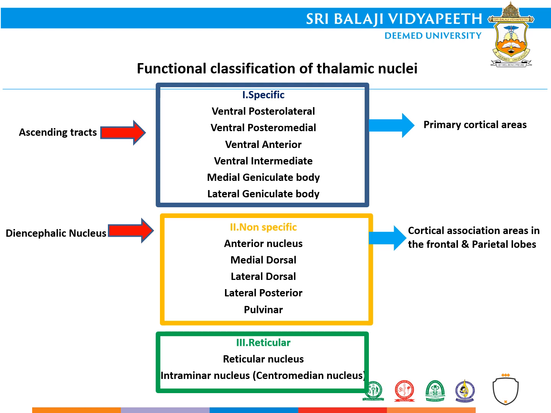The non-specific nuclei include the anterior nucleus, the medial dorsal nucleus, the lateral dorsal nucleus, the lateral posterior nucleus and the pulvinar nucleus. Now these nuclei receive inputs from the diencephalic nuclei and they project into cortical association areas in the frontal and the parietal lobe. And lastly, you have the reticular nuclei, which include the reticular nucleus and the intralaminar nucleus, which have connections with the hypothalamus.